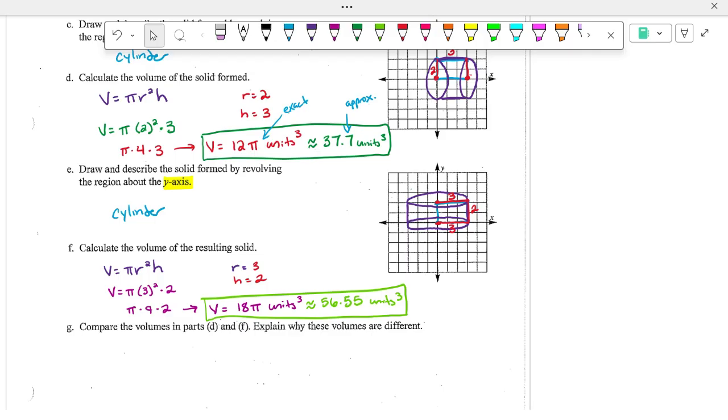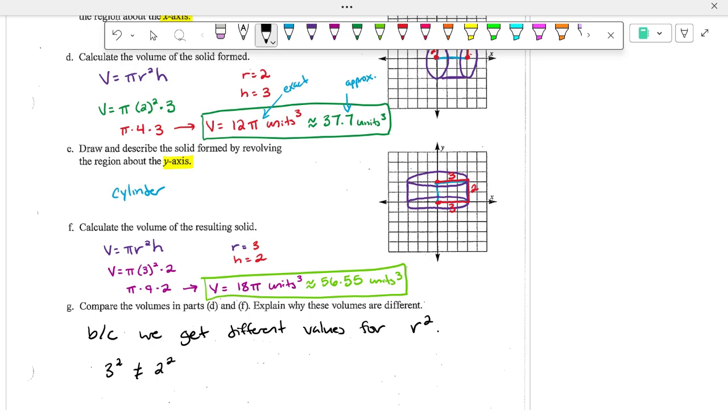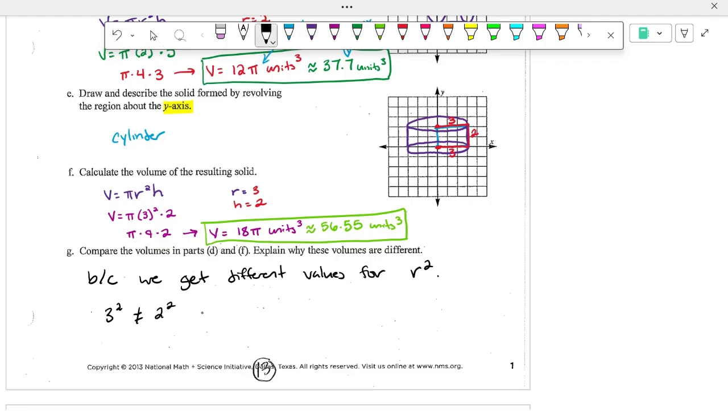So the volumes are different because we get different values for r squared. In other words, 3 squared is not equal to 2 squared. Another way you can put it is that the radius and height flip.